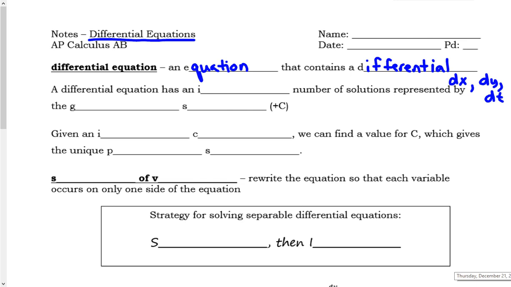A differential equation has, just like an antiderivative, an infinite number of solutions represented by what's called, and I believe we discussed this with antiderivatives as well, the general solution. That means that we are going to have a plus c, or plus some constant, at the end of our function. And again, that's just like with our antiderivatives. We've already experienced this.